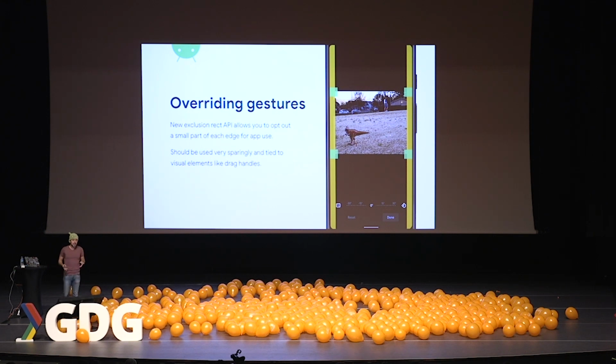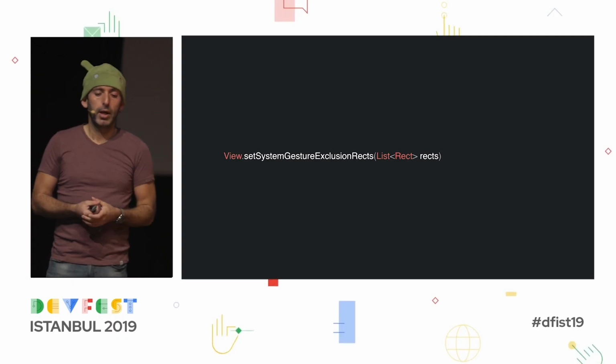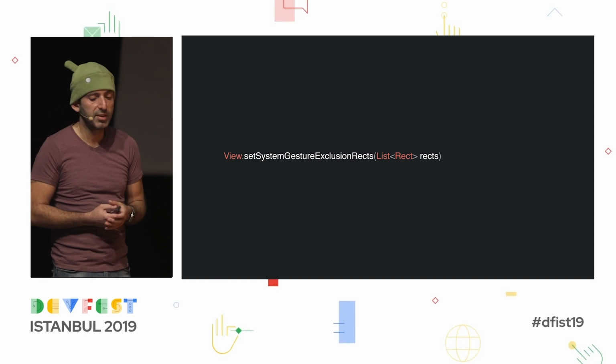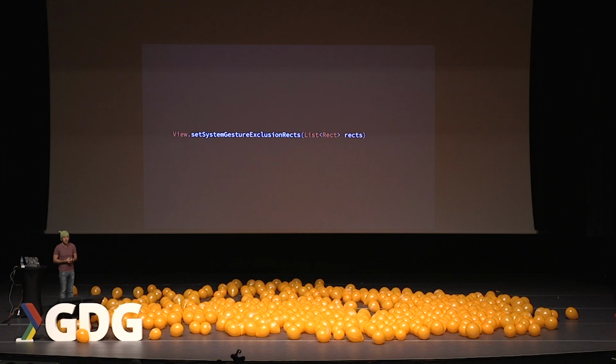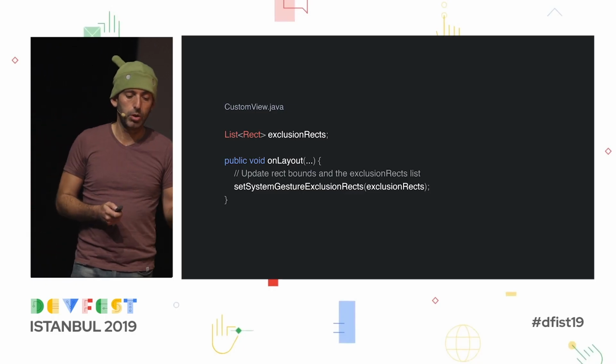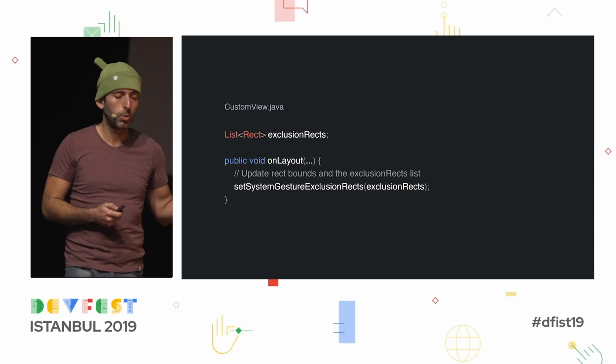So we strongly suggest creating those areas small enough so that the user can use the controls and handles, but not blocking some part of the screen from going back. The API is pretty simple. You need to call the setSystemGestureExclusionRects API with the size of the rectangle over your view. And this call needs to be done on layout and on draw in your custom views.